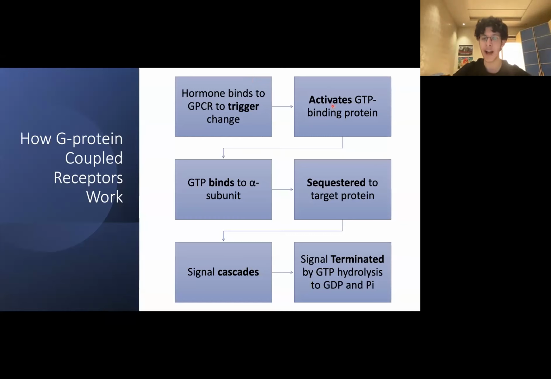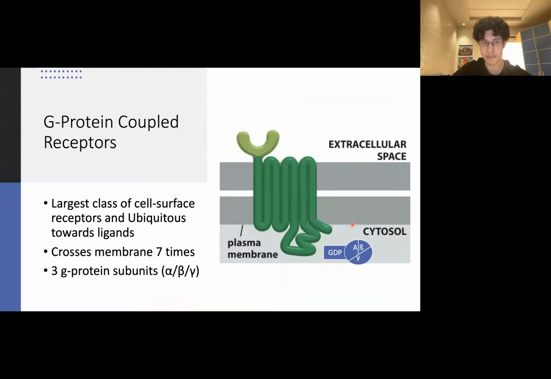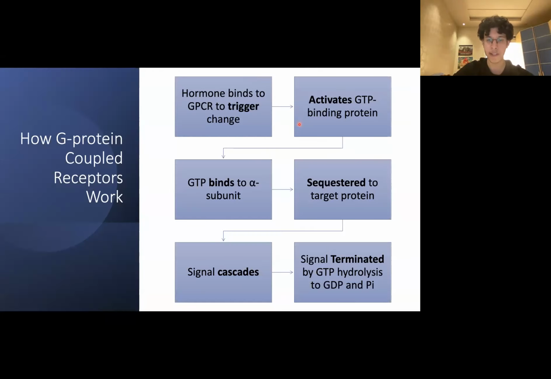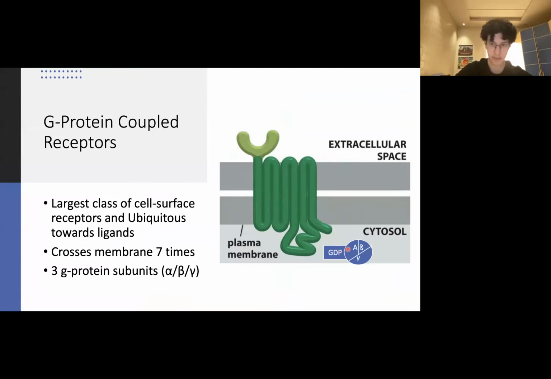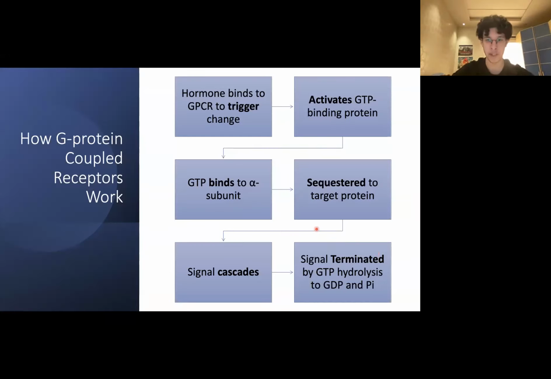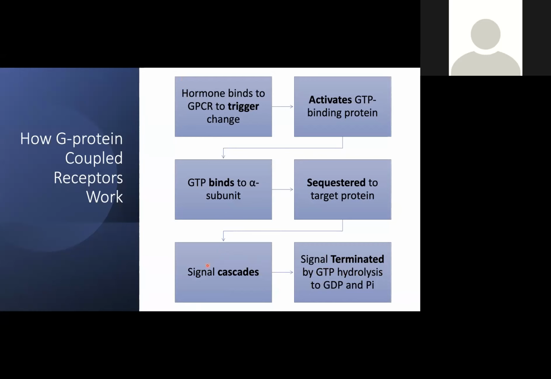So basically we're activating this molecule by taking off this GDP and putting GTP in its place. We said that GDP was originally bound to the alpha subunit, so therefore GTP will bind to this alpha subunit. When GTP binds, the alpha subunit and GTP will be sequestered to the target protein. Then there's a signal cascade, meaning whatever signaling it's meant to do will happen. Then we terminate that signal through hydrolyzing GTP. But this isn't too important.